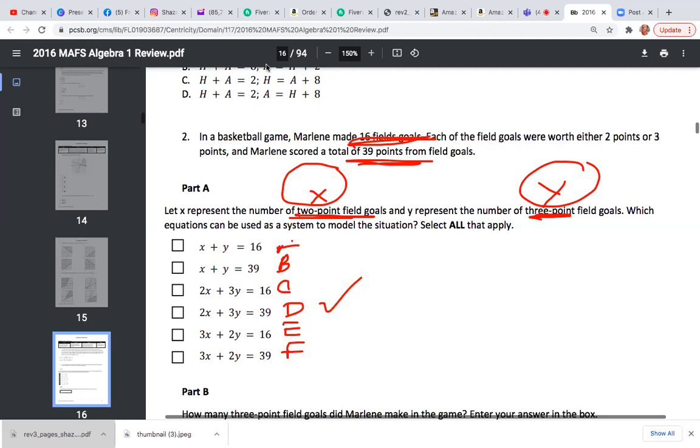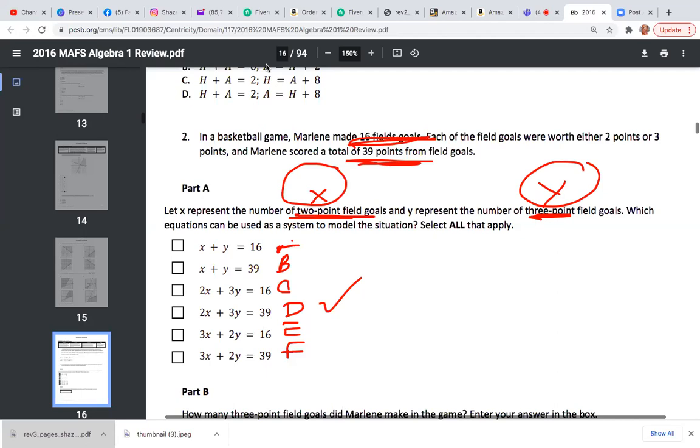You're talking about the points. Now I'm talking about the number of shots you made. How many shots did you make total? You made 16, okay? Those 16 shots include the ones from X and the ones from Y. You made 16 shots, okay? So which one says that, guys?